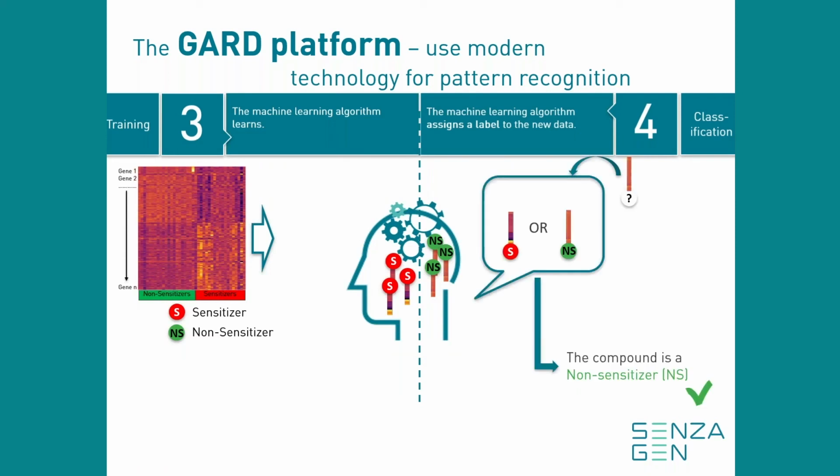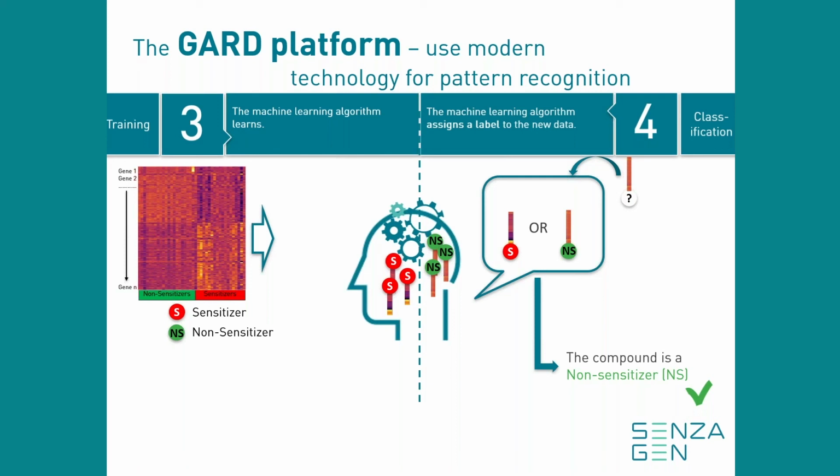When you then have a new, unknown test compound, which is represented here by the question mark, and you would like to predict the sensitizing properties of this compound, you only compare the gene expression profile induced by this compound to the samples in the training data. And that is exactly what the machine learning algorithm does. In this case, you can see that it's quite a light gene expression signature, which is very similar to the gene expression signature induced by the non-sensitizer. So in this case, the compound was classified as a non-sensitizer.